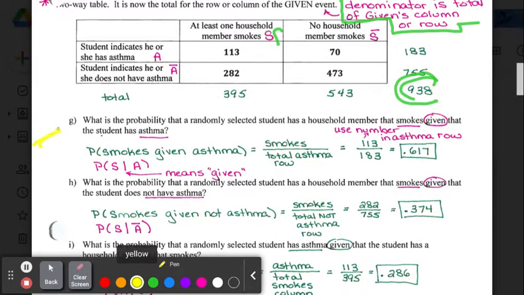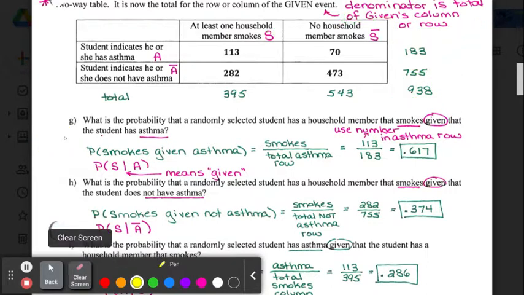So here's our question. We're still using the asthma and the household member that smokes. So these numbers are all the same numbers. Let me clear out all my junk. So letter G says, what is the probability a randomly selected student has a household member that smokes given that the student has asthma? So before we start this, I wrote it out in words, probability smokes given asthma.